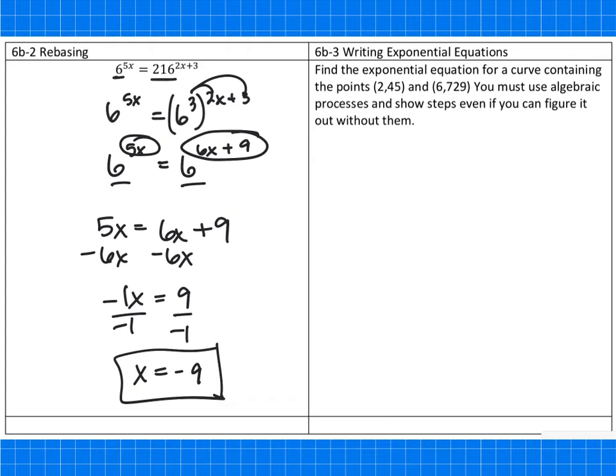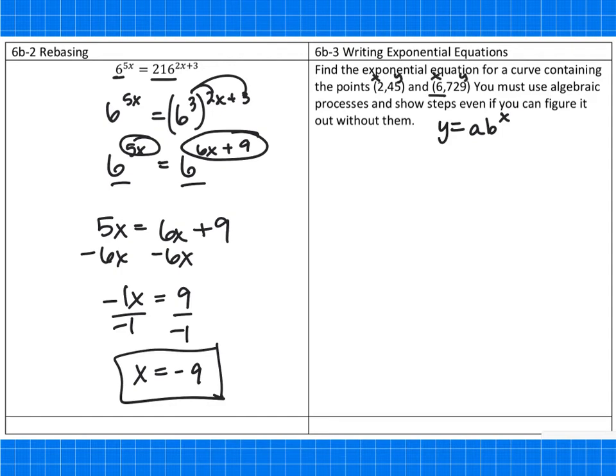Writing exponential equations. This one was one of the more difficult ones. The method I'm going to show you will work every time with this. So, exponential equations have the form y equals ab to the x. Indicates that you're multiplying by something to get from one y value to the next, as opposed to adding or subtracting in linear equations. So, what we're going to do is set up a system of equations. It's the a and b that we don't know. We do know our x's and y's.